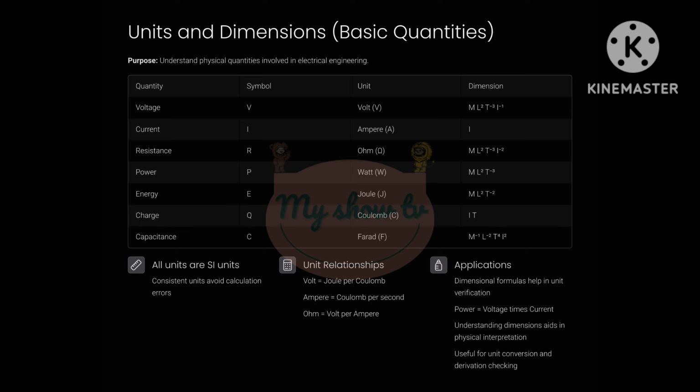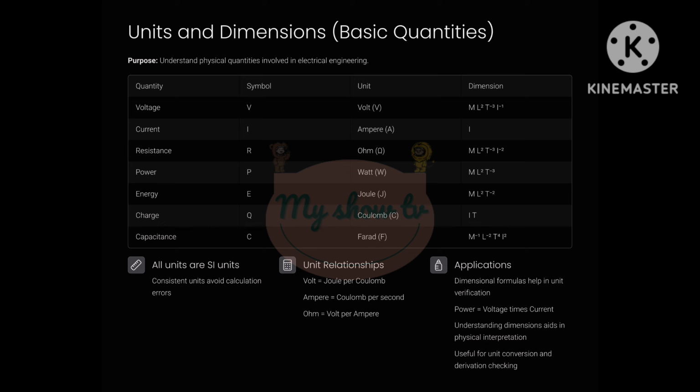Purpose: understand physical quantities involved in electrical engineering. Key points. 1. All units are SI units. 2. Volt equals joule per coulomb. 3. Ampere equals coulomb per second. 4. Ohm equals volt per ampere. 5. Dimensional formulas help in unit verification.